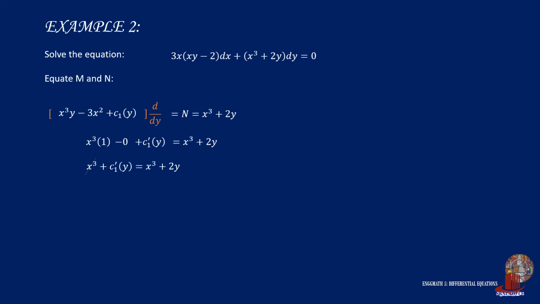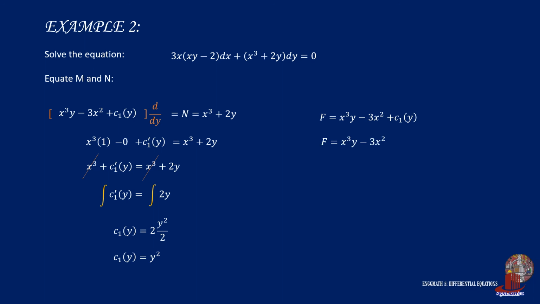So simplify the equation and cancel out x cubed from both ends, leaving c prime as 2y. Integrate c prime to find c, and that would be c as y squared. So the general solution f is taken as x cubed times y minus 3x squared plus the constant, where c is solved as y squared. Then we get the final general solution as x cubed y minus 3x squared plus y squared is equal to c.